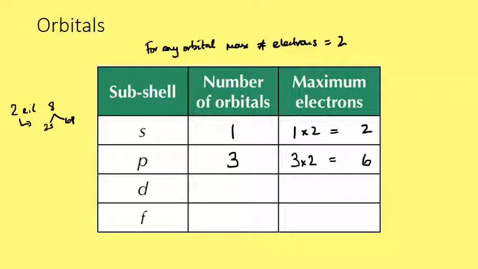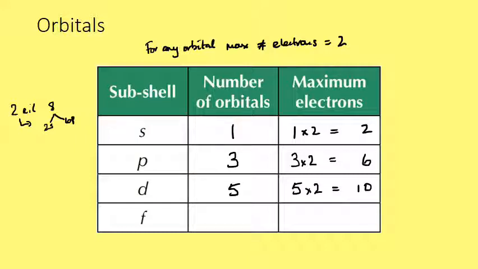Okay, so that was fine. And now the d subshells, whatever energy level they're in, there are 5 orbitals in each d subshell. Okay, so if there are 5 orbitals, still we've only got 2 electrons per orbital. So that means the d subshells can hold 10 electrons.